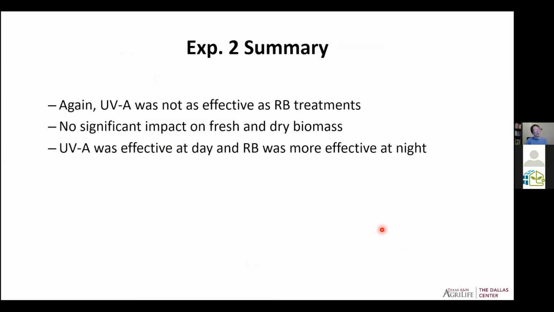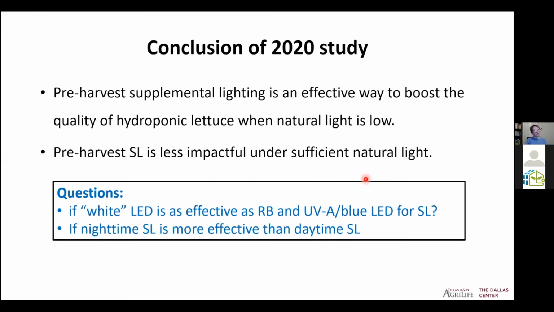And so the new findings from the second experiment are the following. Again, the UVA was not as effective as red and blue treatment, and we didn't see a significant impact on the fresh and dry mass. UVA was effective during the day, and red and blue was more effective at night. So from these two, we can conclude that pre-harvest supplemental lighting is an effective way to boost the quality of hydroponic lettuce when natural light is low. And it is less impactful under sufficient natural light, as we saw in the second experiment.